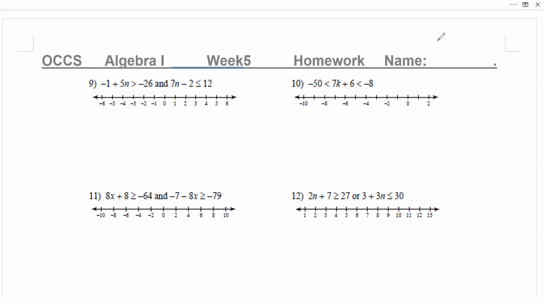Let's see number 9. First, let's actually make it two inequalities. It would be easy: both sides plus 1, and the 1 disappears. So we get 5n greater than negative 25. Both sides divide by 5. 5 is a positive number, so we don't need to change the alligator mouth. So you can see n greater than negative 5.